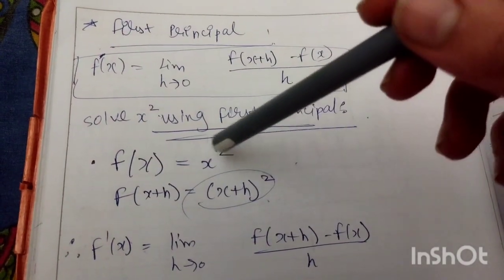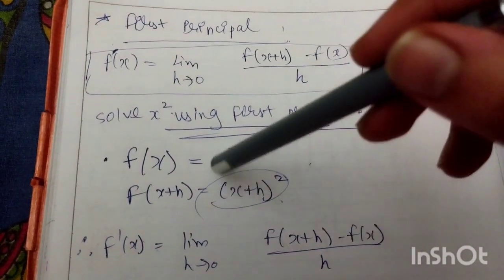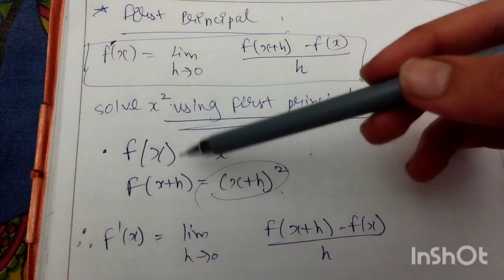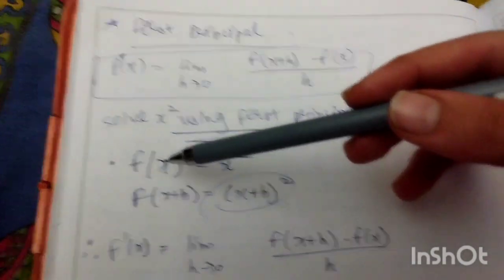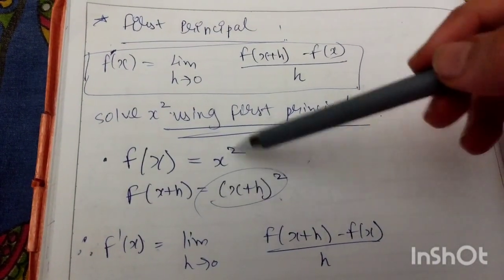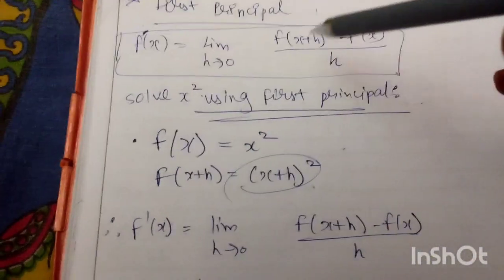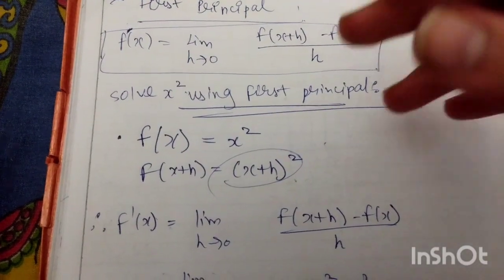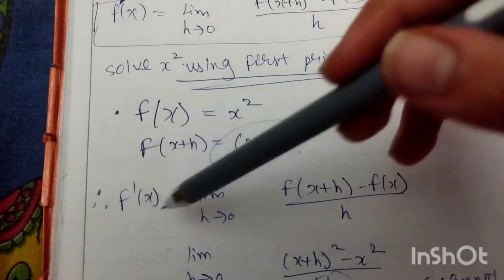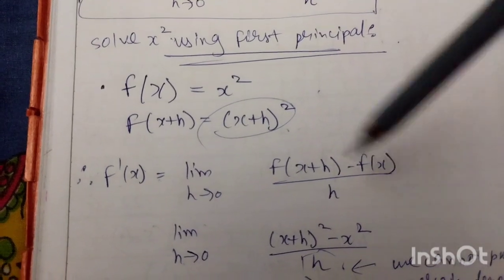So f of x is equal to x square and f of x plus h is equal to x plus h whole square. So what we have to do, we have to just put the value of x plus h in the place of x. Now how we would start the sum is that we need to write the formula f dash of x is equal to limit h tends to 0 f of x plus h minus f of x upon h.